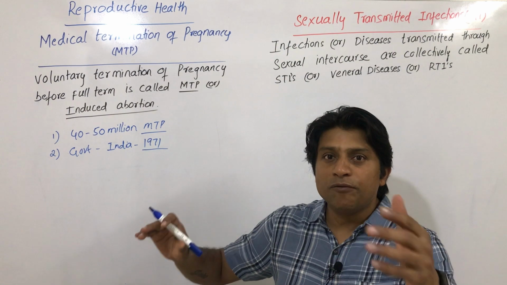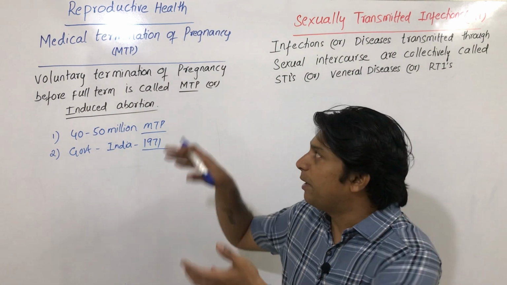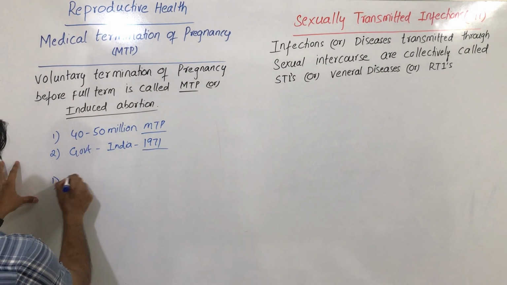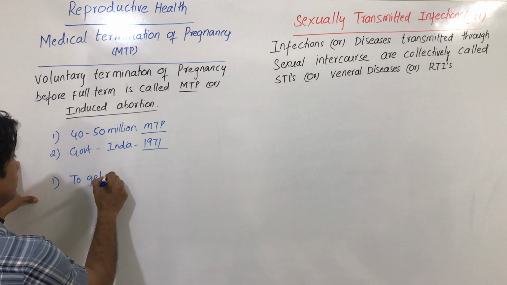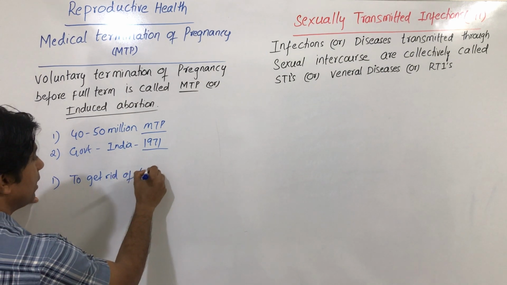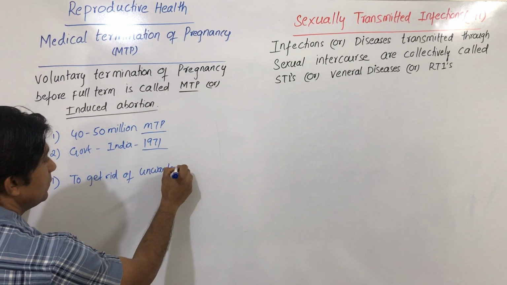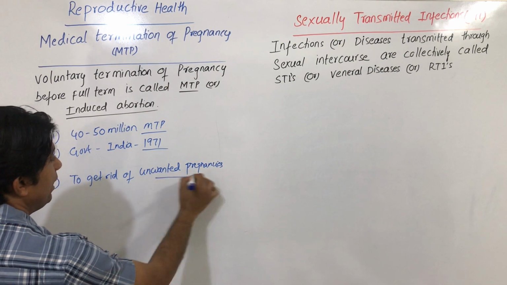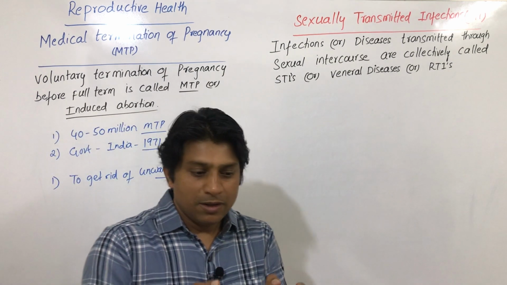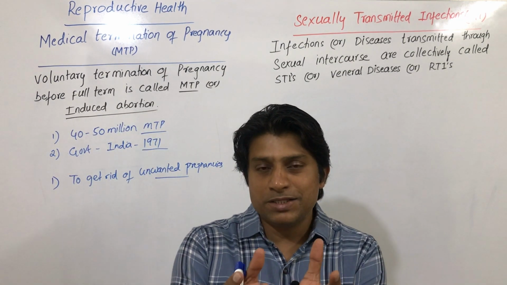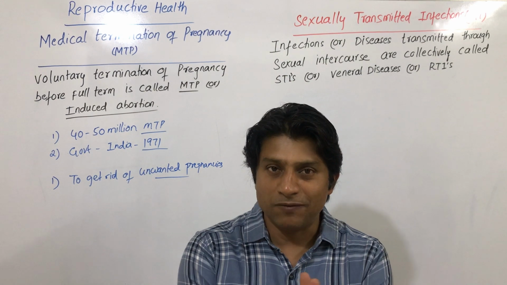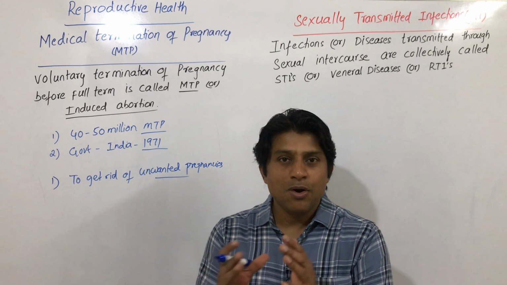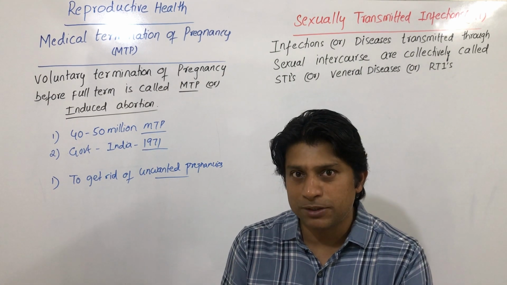Next, when do we go with this, or when do we have to perform this? So number one, MTPs are performed to get rid of unwanted pregnancies. What is unwanted pregnancy? This is nothing but a casual, unprotected intercourse or the failure of contraception during coitus.